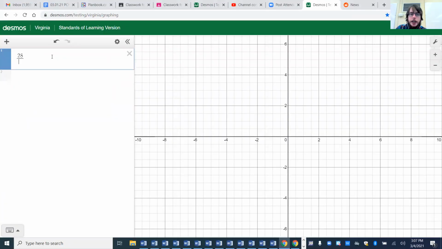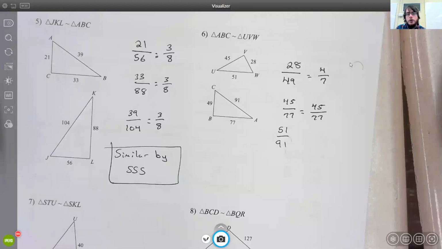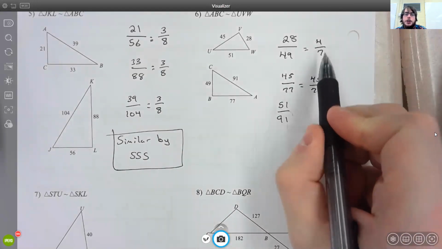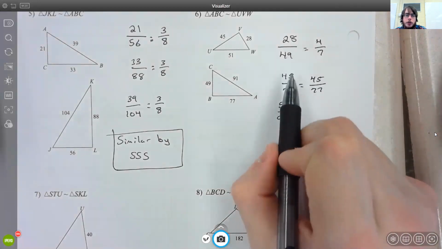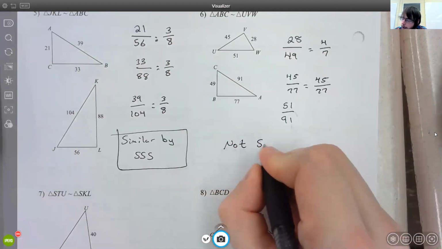type those in and simplify, 28 over 49 simplifies to 4 over 7. 45 over 77 doesn't simplify, so it just stays 45 over 77. Now, I will tell you, all 3 of these have to be the same. Not a single one can be different. Is 4/7 the same as 45 over 77? No, otherwise they would have simplified correctly. So these would be not similar.